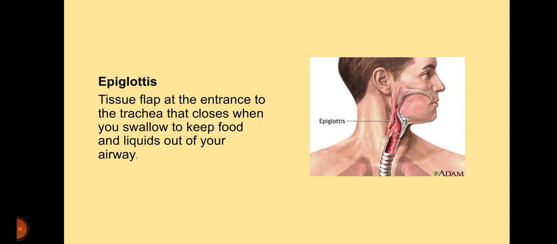And last, we have the epiglottis, the tissue flap at the entrance to the trachea that closes when you swallow to keep food and liquids out of your airway. The epiglottis is a flap of cartilage located in the throat, behind the tongue, and in front of the larynx. It is usually upright at rest, allowing air to pass into the larynx and lungs. When a person swallows, the epiglottis falls backward to cover the entrance of the larynx, so food and liquid do not enter the windpipe and lungs. After swallowing, the epiglottis returns to its original upright position.